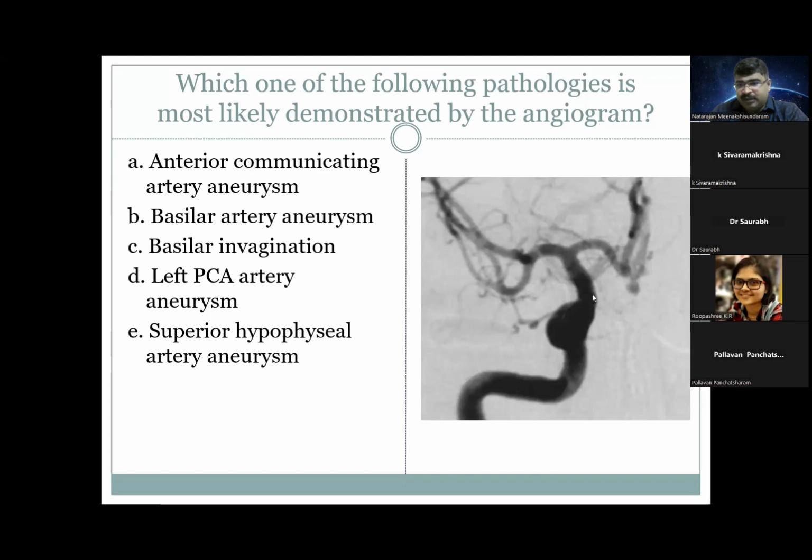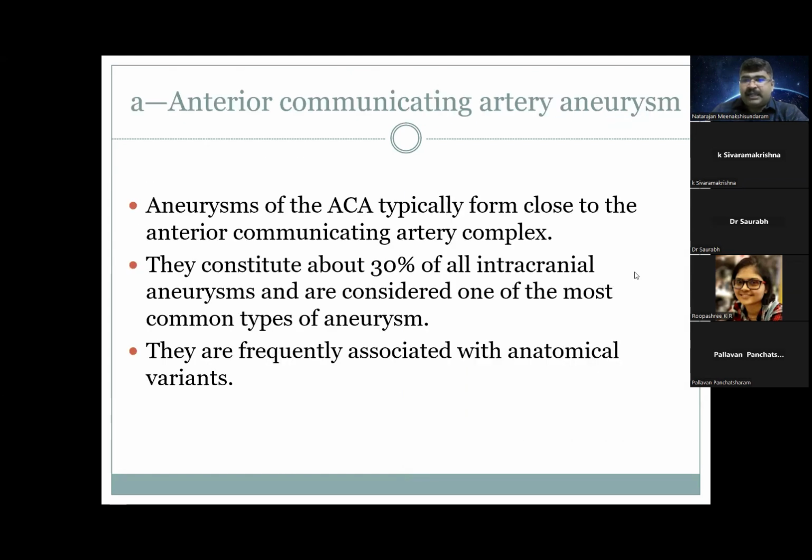So this is the aneurysm here. It's an inferiorly projecting aneurysm. This is the ipsilateral A1 ACA, which then continues as the ipsilateral A2 distal to the anterior communicating artery aneurysm. What you see here is both A2s arising from the ipsilateral A1. This anatomical variant is also called the asymmetrical anterior communicating artery complex. The aneurysms of the ACA typically form close to the anterior communicating artery complex.